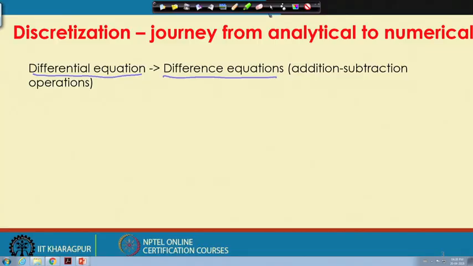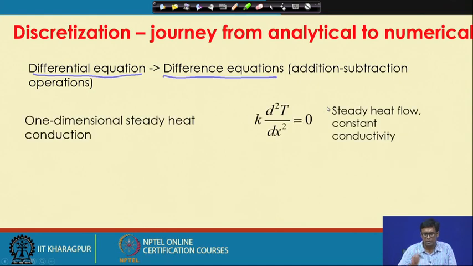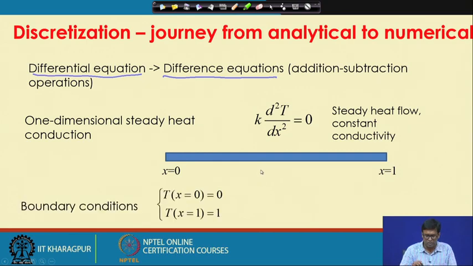And we can see an example here: the one dimensional steady heat conduction equation, which is k d2T dx square is equal to 0. This is steady heat flow for constant conductivity. We consider a straight rod of unit length, from x is equal to 0 to x is equal to 1. It is given with boundary conditions: temperature is 0 at x is equal to 0, temperature is 1 at x is equal to 1, and the governing equation is the steady heat conduction equation, which is k d2T dx square is equal to 0.